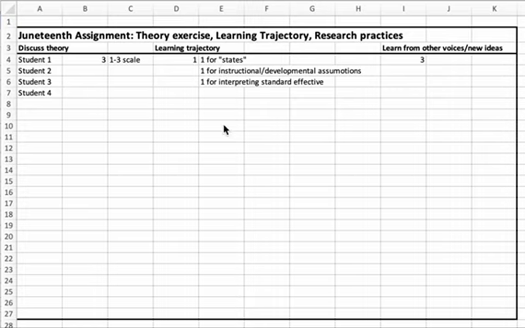And then the second one, I misspelled assumptions. 1 would be if there are very strong or very problematic instructional developmental assumptions. And then the third one would be, are they getting the standard? Do they understand the standard? Are they able to interpret it, slice it up effectively? So anyway, that one, learning trajectory, I scored with more of a point system, whereas the other one I did in a more strictly developmental, holistic kind of way. What are they able to do?